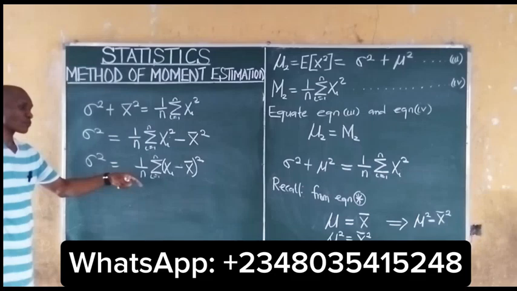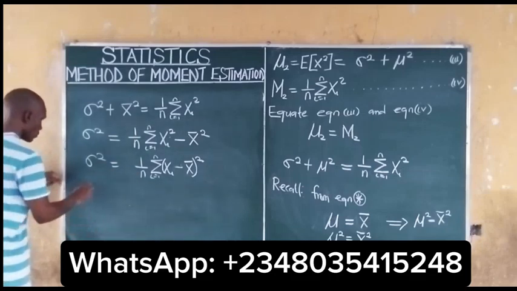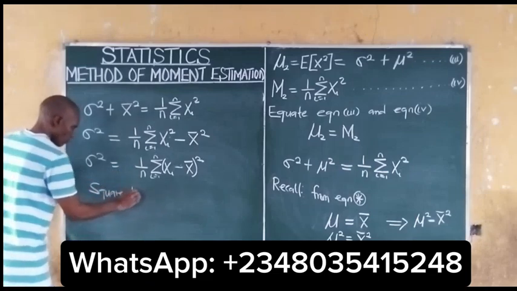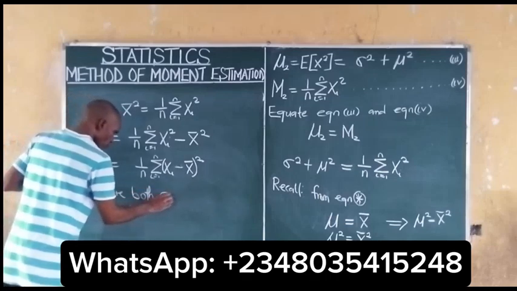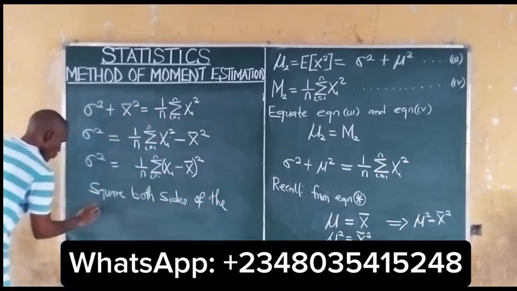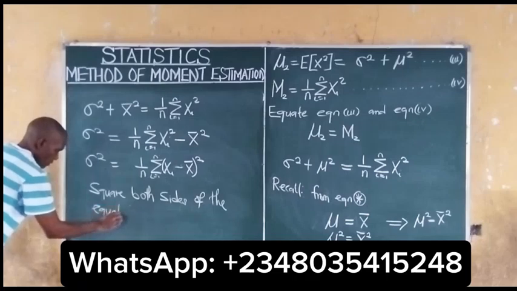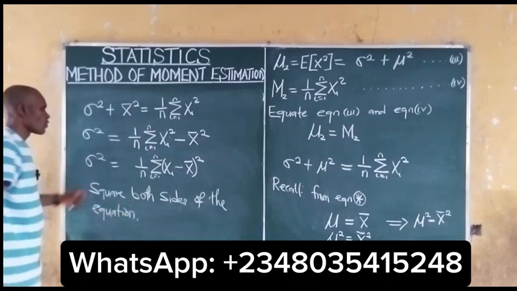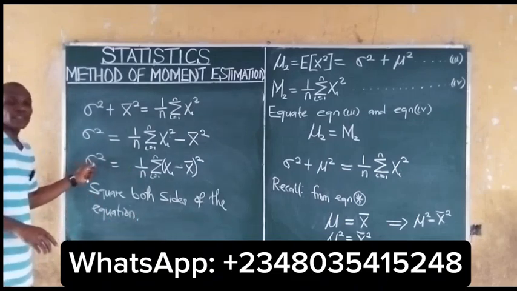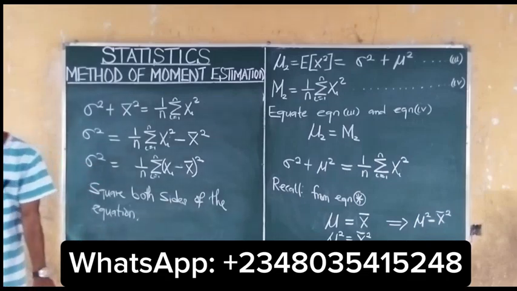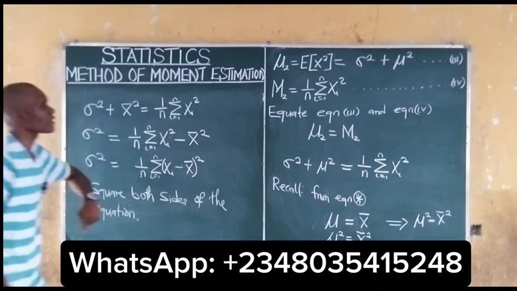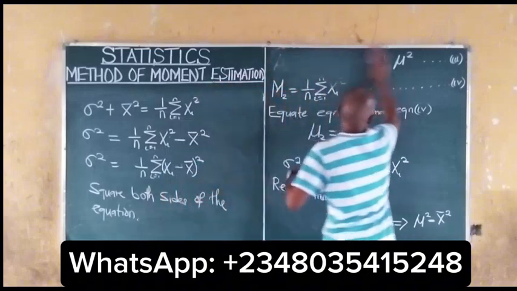So we square both sides of the equation. What do we get? Because we are looking for the estimate of sigma. We have to estimate mu and sigma. So if we take the square root of both sides, let's see what we get.